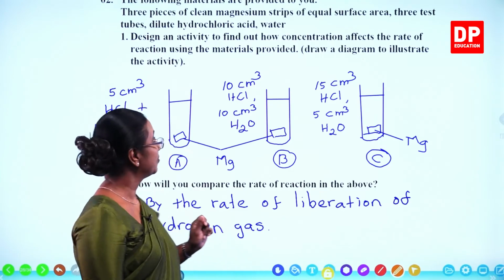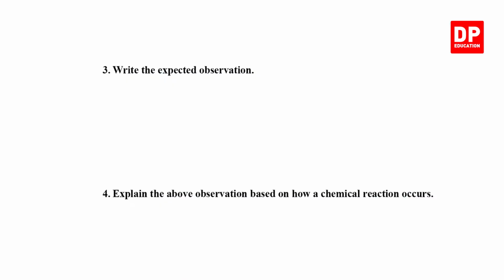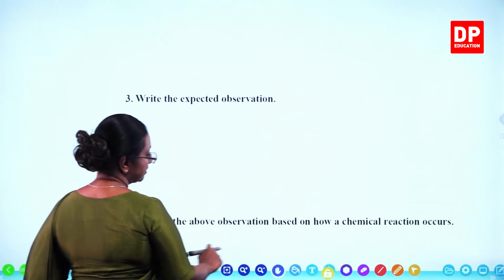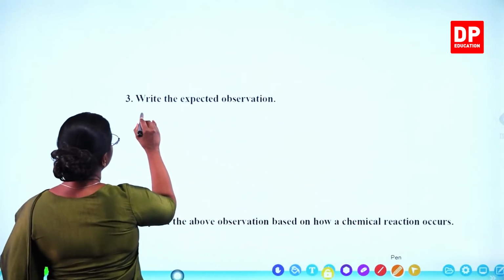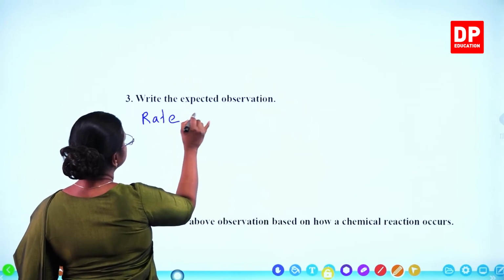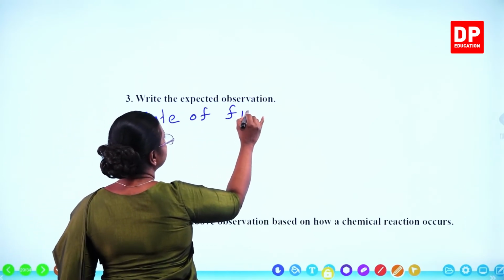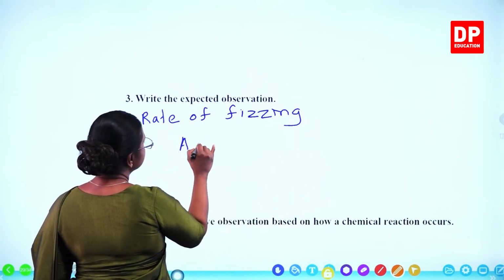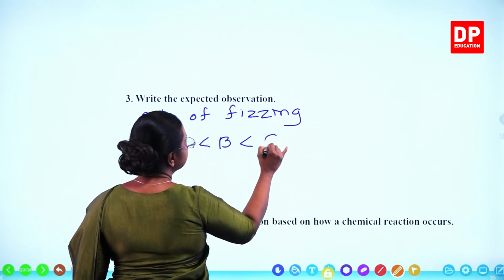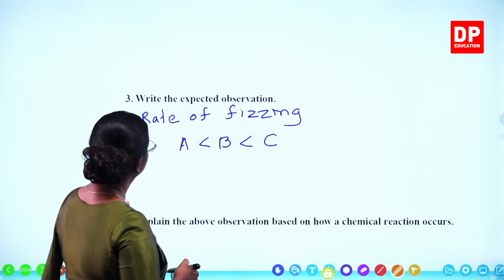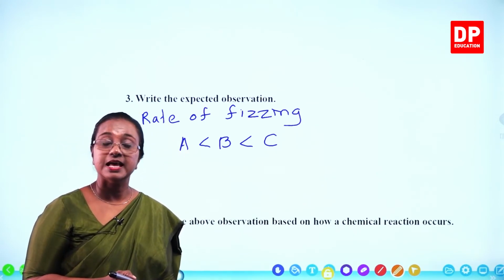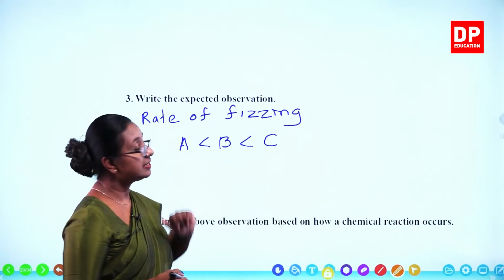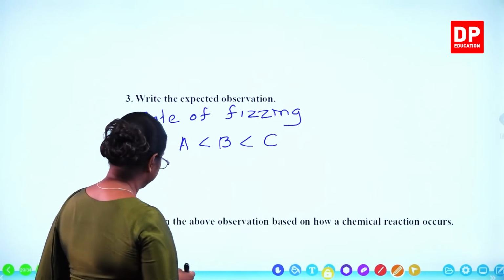So then we'll move on to the next one. Third one, write the expected observation. What will be the expected observation? Rate of fizzing. A will be less, B will be more, and C will be the highest. Rate of fizzing A, B, C. That will be the order. That is the expected observation.